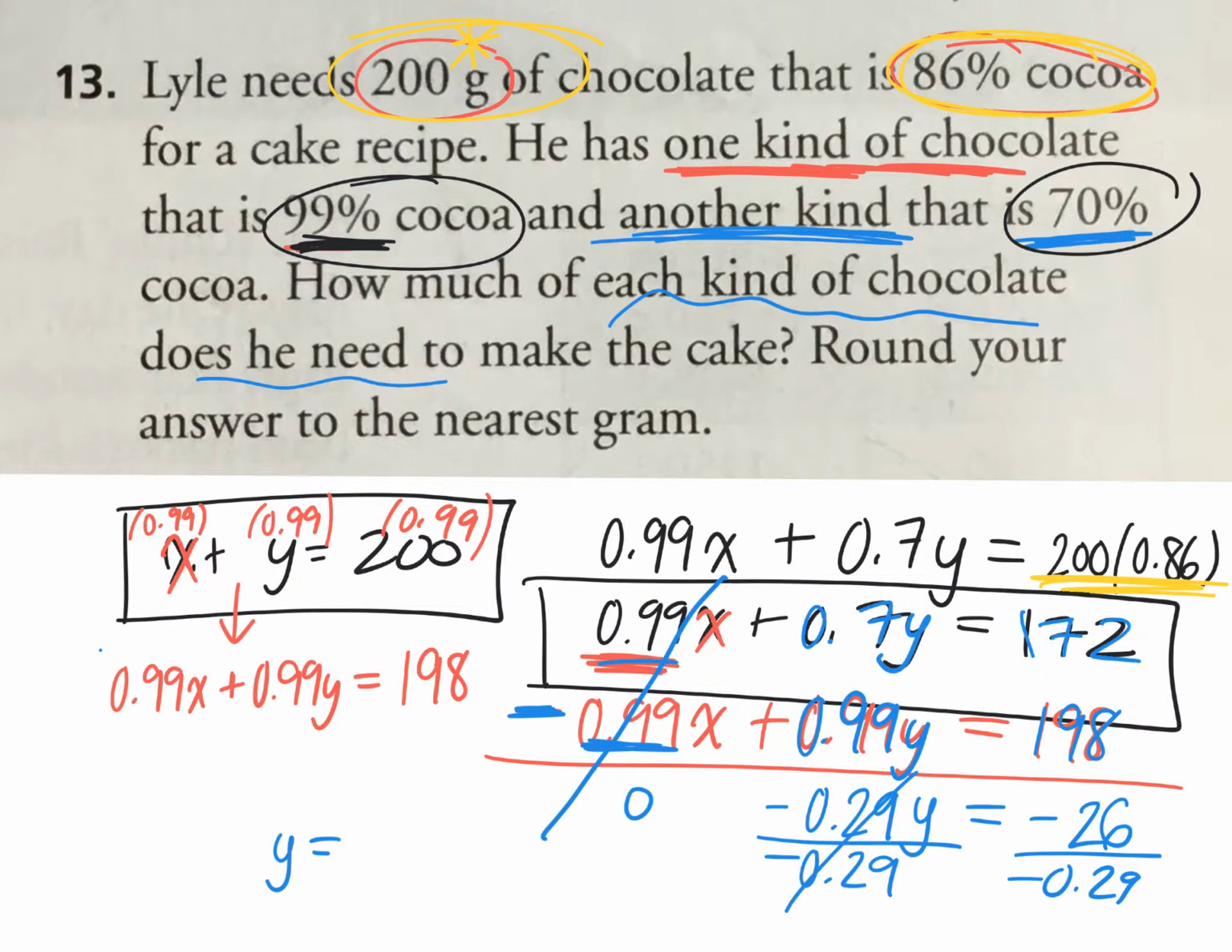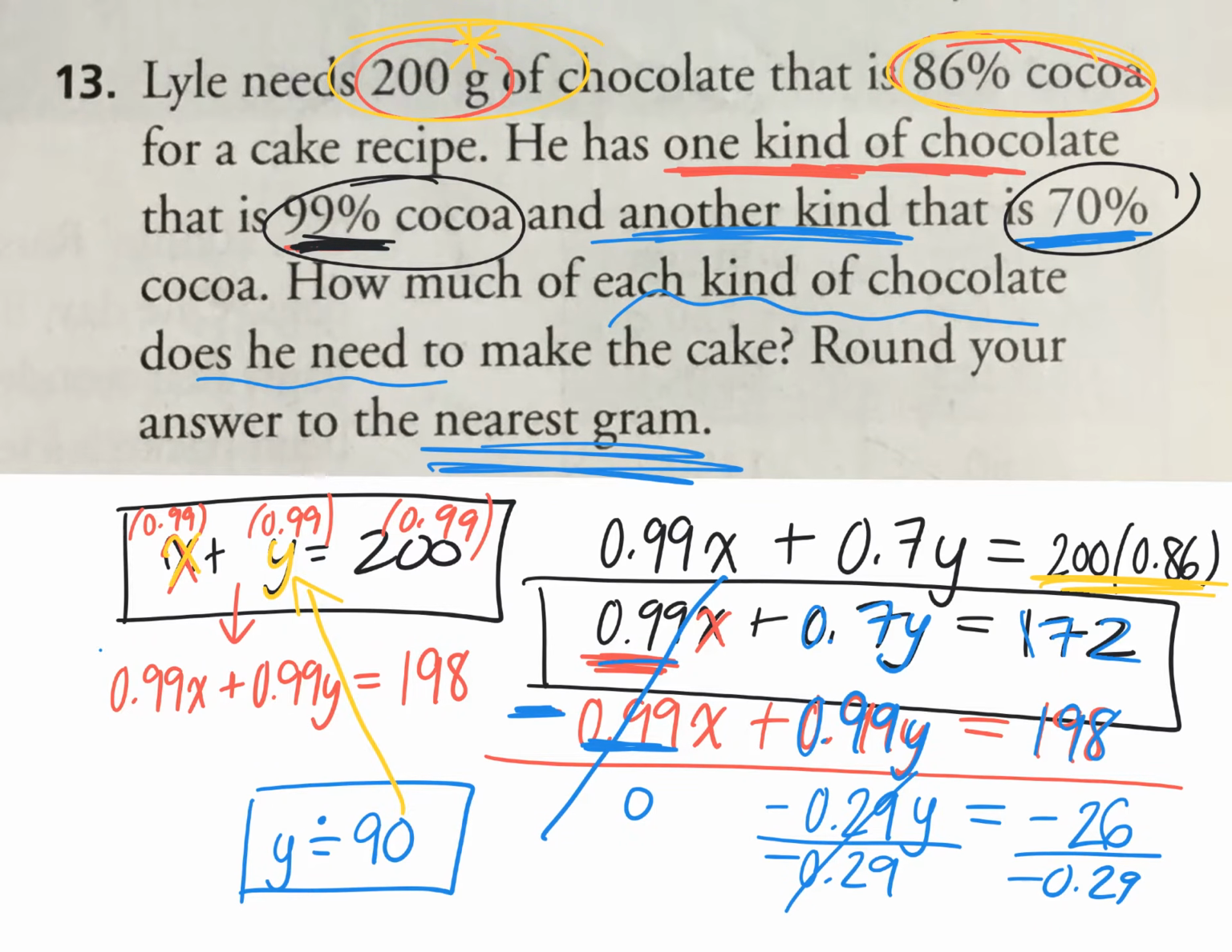Approximately equal to, let's round it to the nearest gram it says. So it would be approximately equal to how many grams? 90. Okay, very simple. Look at the question. You can go back to the original equation. The first x represents how many grams you need of the first type, and y represents how many grams you need of the second type.